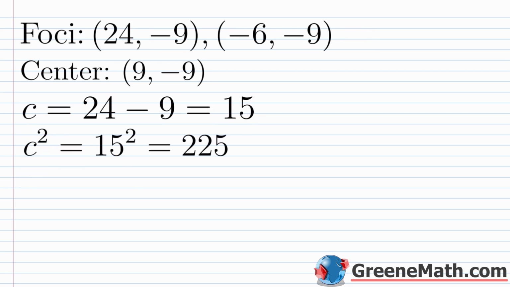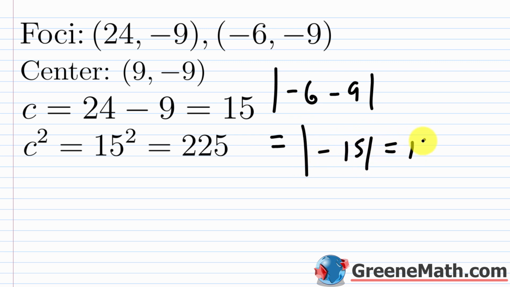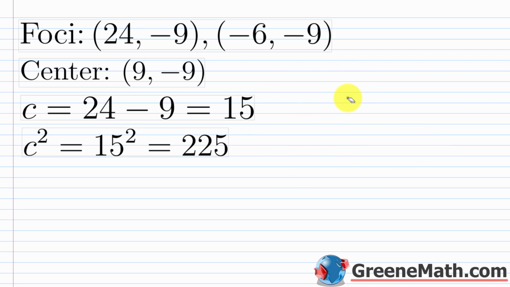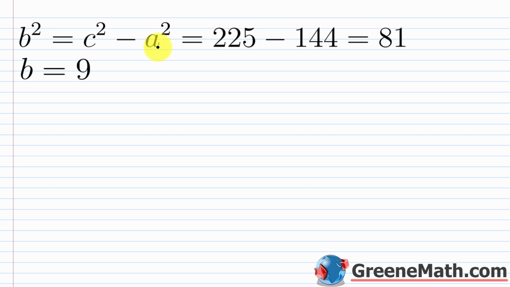Then in terms of getting b squared, you really need to get c squared, and again, you use your definition. It's the distance from the center to each focus. You can use this focus right here, which is 24 comma negative 9, and just do 24 minus 9, which is 15. Of course, if you wanted to do negative 6 minus 9, make sure you do it inside of absolute value bars. You get the absolute value of negative 15, which is 15. So it's the same either way. I just always go with the one that's going to make it positive. That way it's easier. So c squared would be equal to 15 squared, which is 225. You have b squared is equal to c squared minus a squared. So that's 225 minus 144, which is 81. So b squared is 81, and then b is 9.